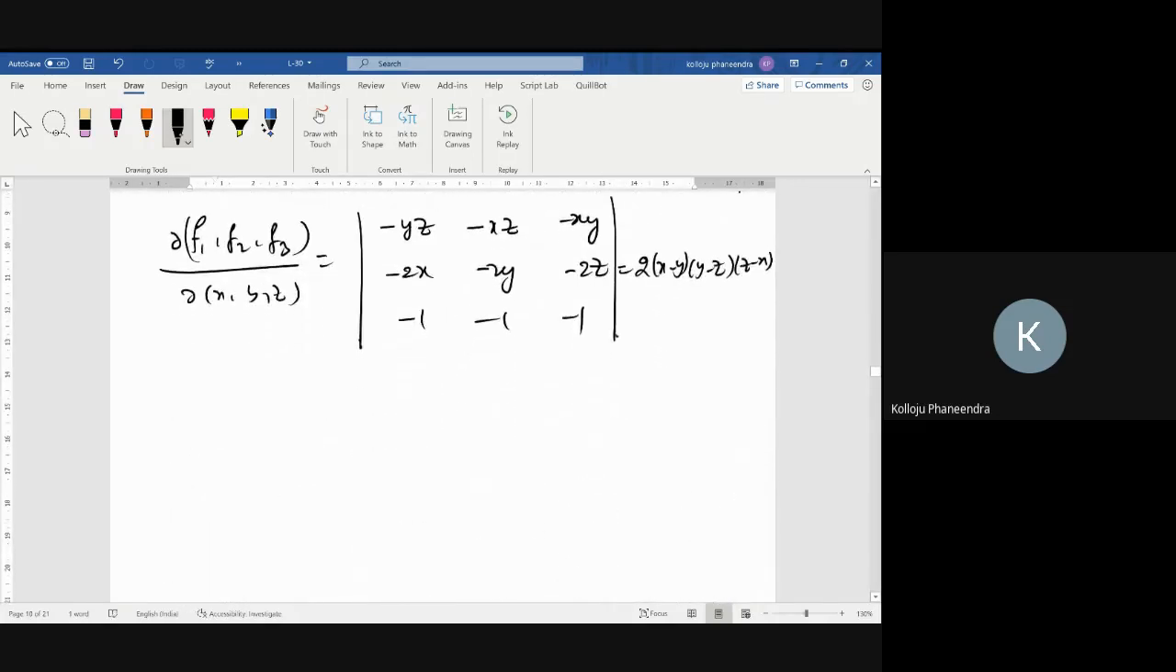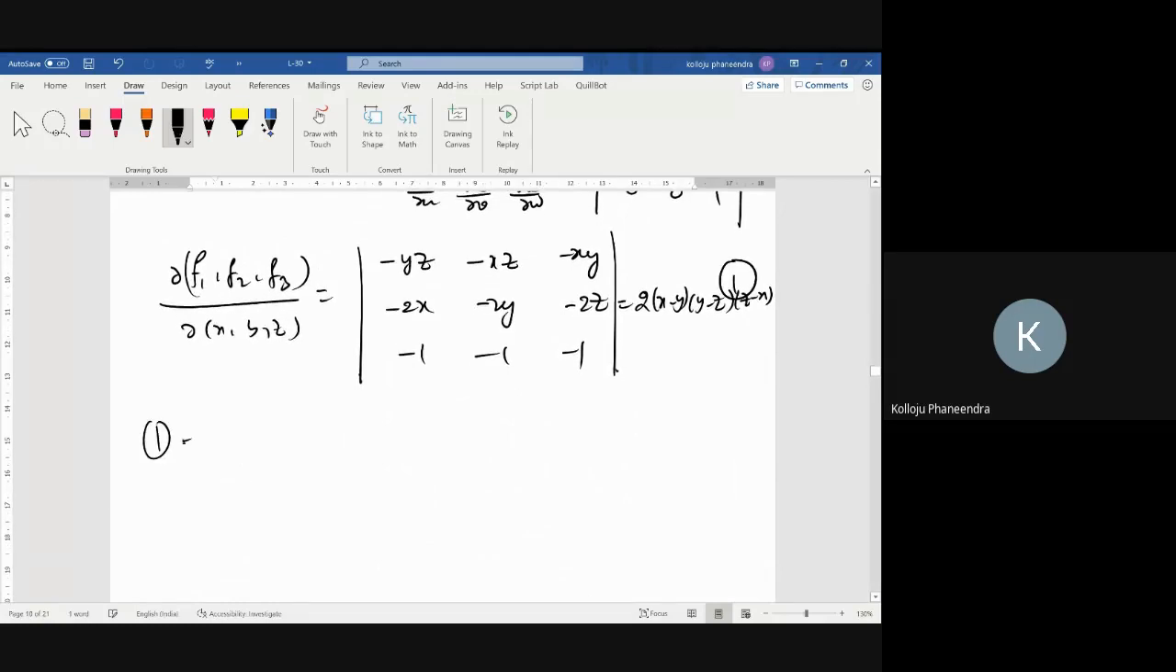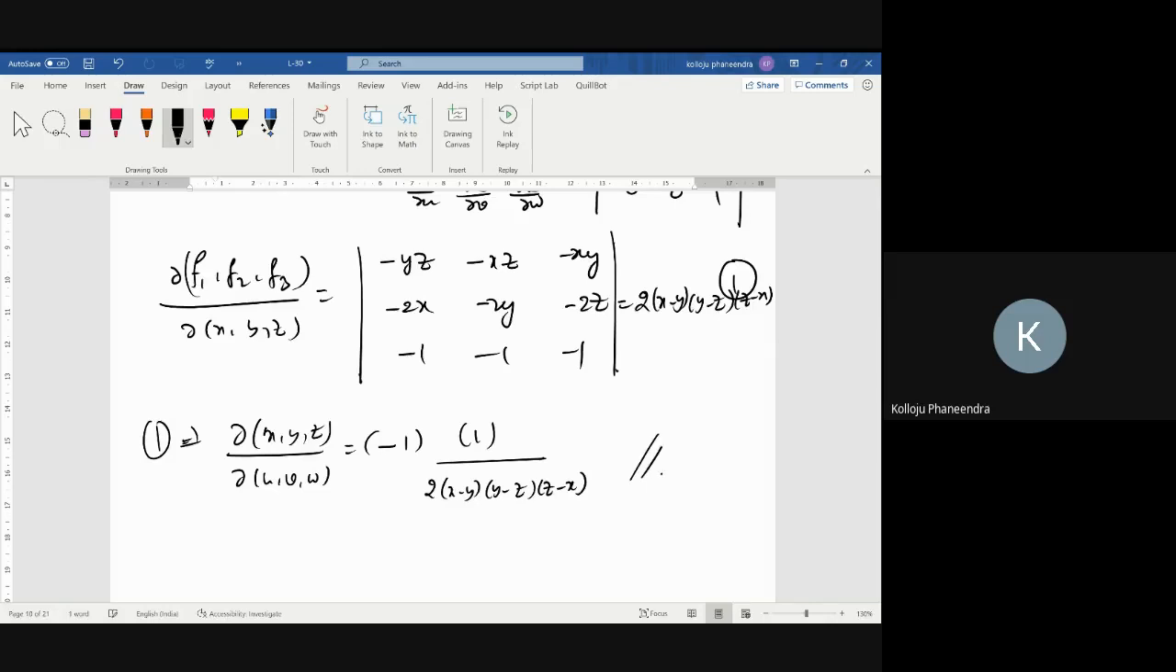So ∂(x, y, z) by ∂(u, v, w) is equal to minus 1 divided by 2(x minus y)(y minus z)(z minus x), and the minus will be there, minus 2 will be there. So the result is 1 by 2 into (x minus y)(y minus z)(z minus x). That's the answer.